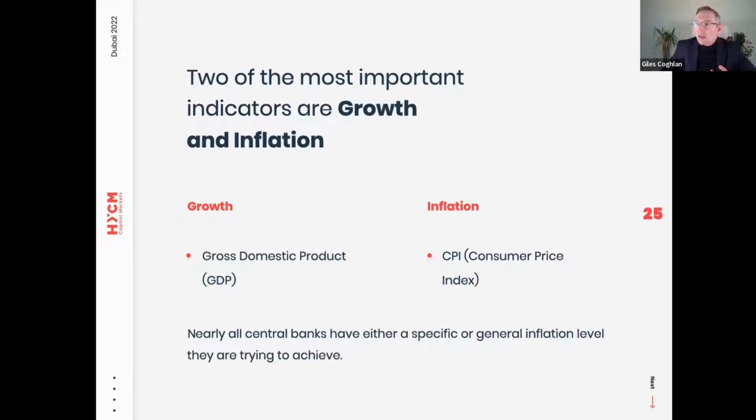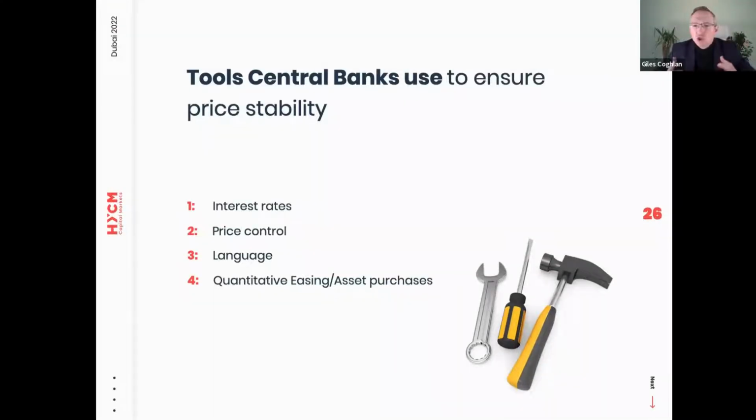So the central bank then has 4 real tools to ensure that prices remain stable. Number 1, interest rates. That is crucial. And really, that's the main player on the field. Are interest rates rising or falling? Secondly, central banks can use price control. Now, this tends to be unsuccessful, but central banks still will try to use it.